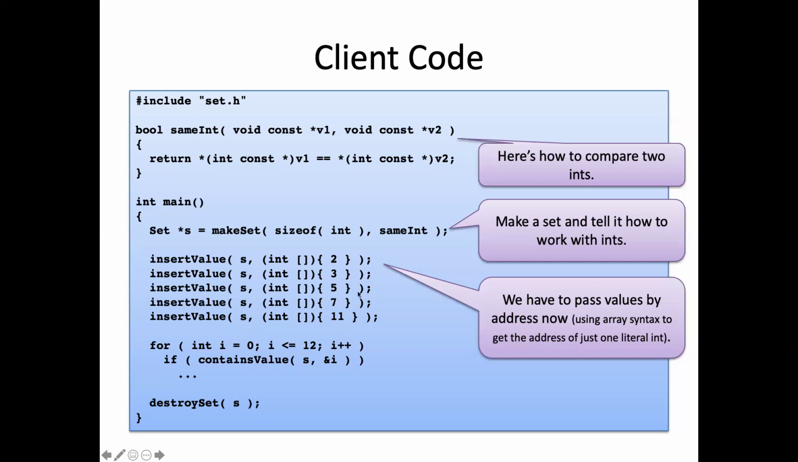So this line gives me a pointer to a 5 without having to make a variable that holds it and then take the address of that variable. This lets me do it all in 1 line. So I put 5 different items on the set, and then I go through and ask, does the set contain each of the values from 0 up to 12? And then when I'm done, I free the memory for the set.